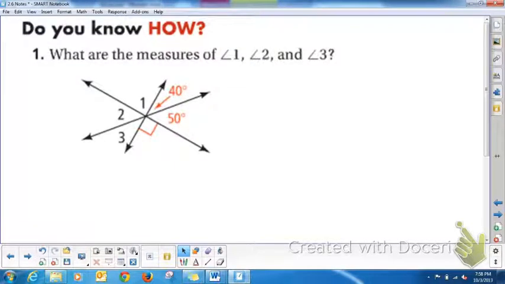So before we end tonight's lesson, let's apply some of the things that you've learned. What are the measures of angles 1, 2, and 3 in the picture below? Think about it for a minute. Try to determine if you can find those measures. You're given that this angle is a right angle, so it's 90 degrees. This angle here is 40 and the one next to it is 50 degrees.